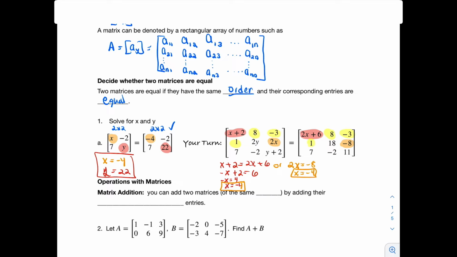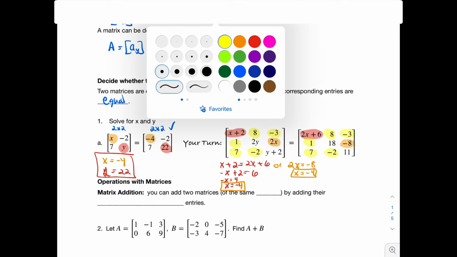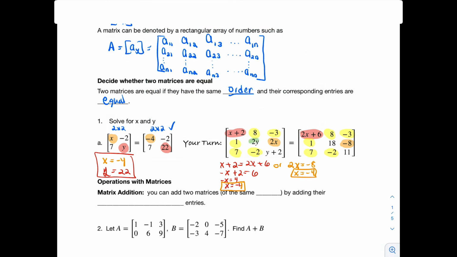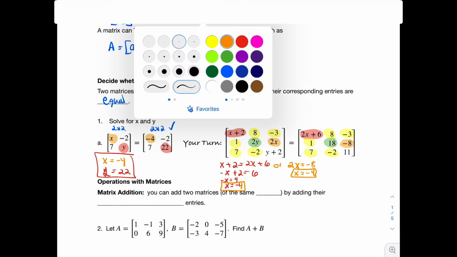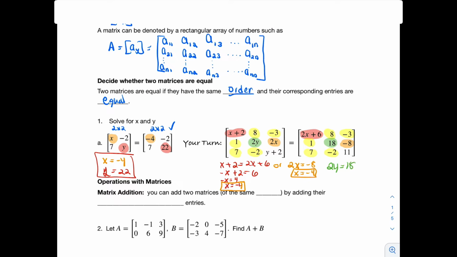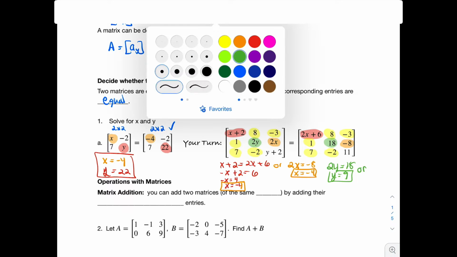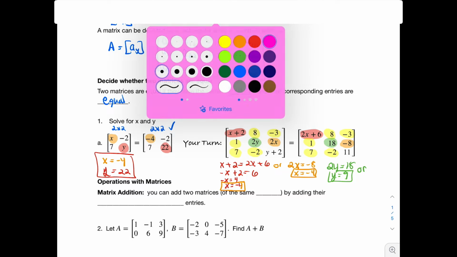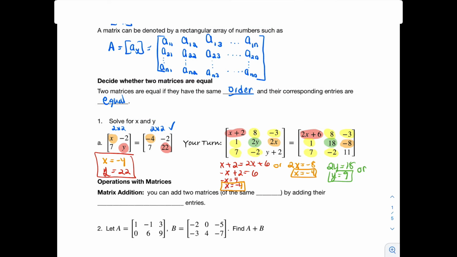Each of these corresponding entries are the same. So the ones are already set up, so I'm making an equal matrix. So to do the y, I could take 2y is equal to 18. And I would get that y must be 9. Or you could have chosen to solve for y using the third row, third entry for each of the matrices and had y plus 2 is equal to 11 and solving for y also getting 9. So that's how you solve for x and y when you have two matrices that are equal.